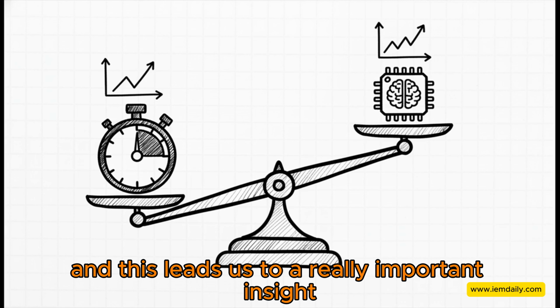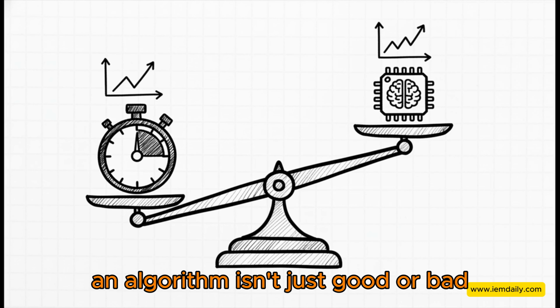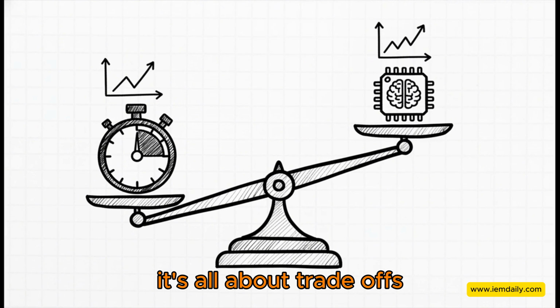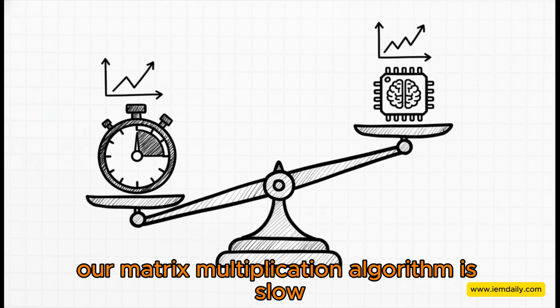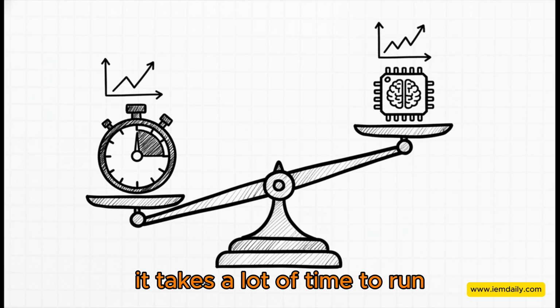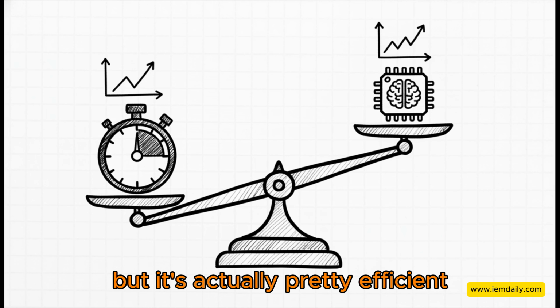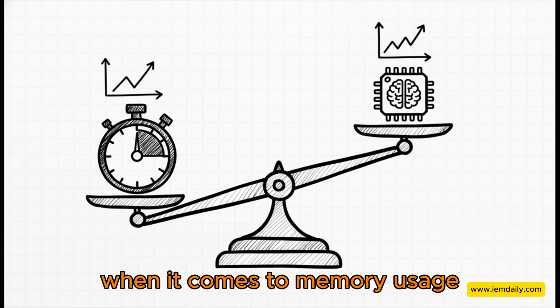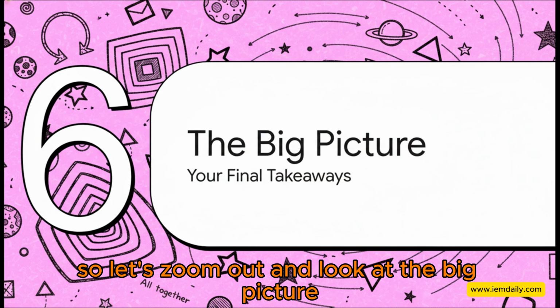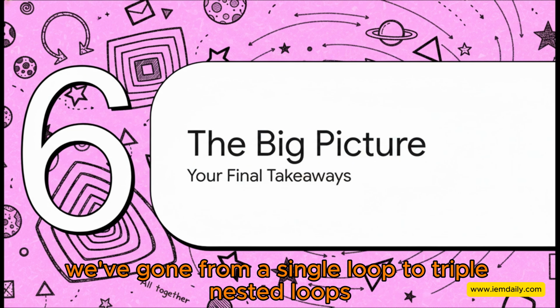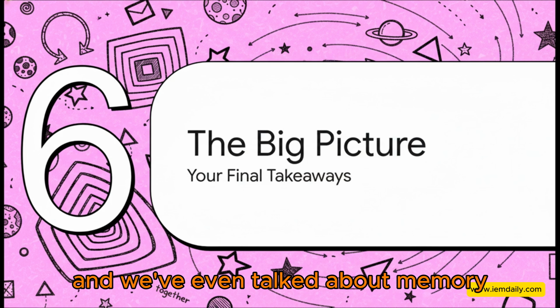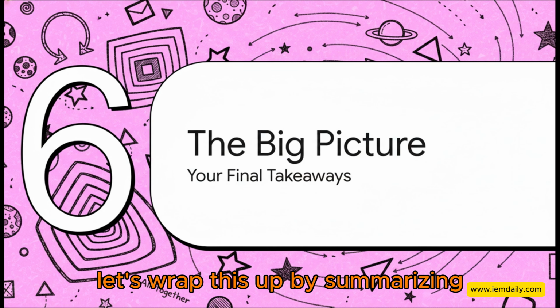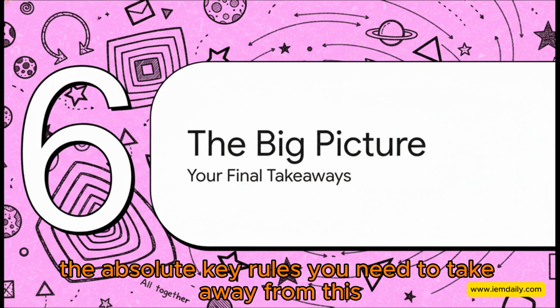And this leads us to a really important insight. An algorithm isn't just good or bad. It's all about trade-offs. Our matrix multiplication algorithm is slow. It takes a lot of time to run, but it's actually pretty efficient when it comes to memory usage. So let's zoom out and look at the big picture. We've gone from a single loop to triple nested loops, and we've even talked about memory. Let's wrap this up by summarizing the absolute key rules you need to take away from this.